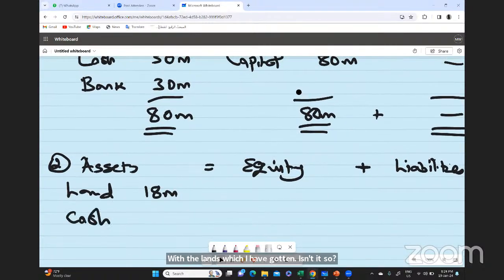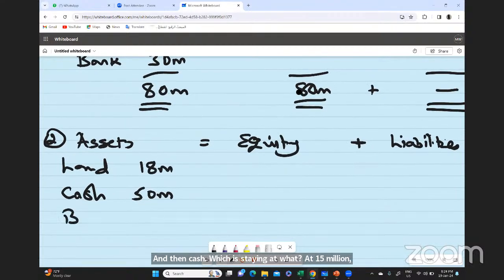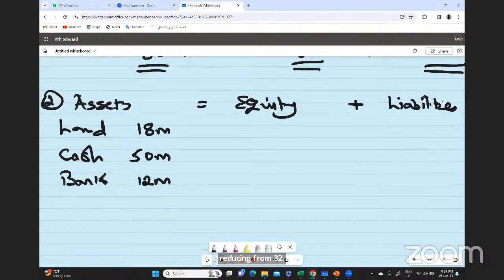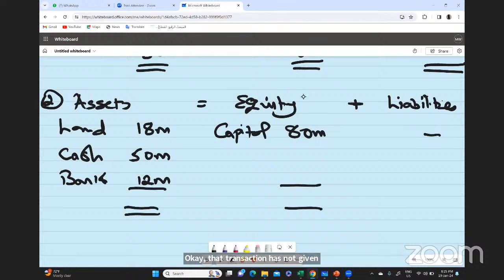And then cash, which is staying at what? At 50 million. And then my money in the bank, which is reducing from 32 to 12 million. Now, has my capital changed? Not at all. My capital stays the same. That transaction has not given rise to any liability. No obligation.